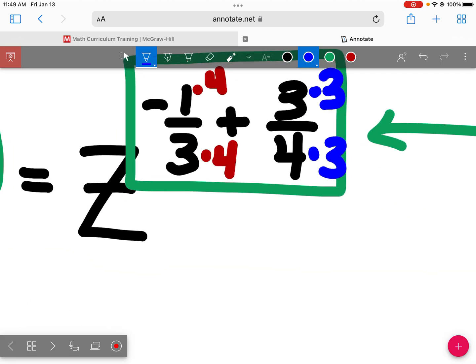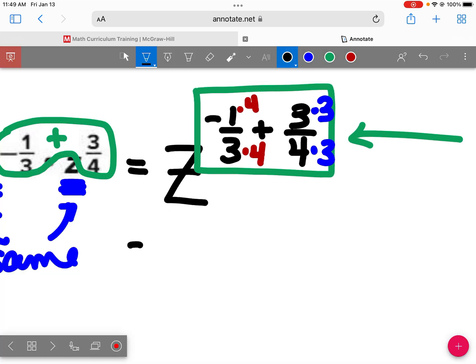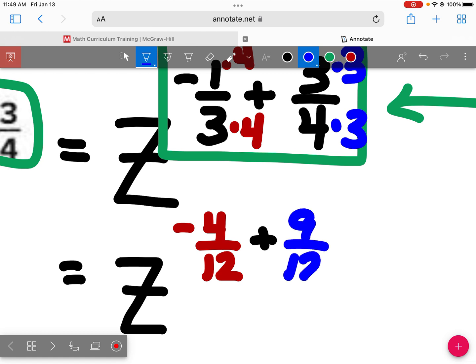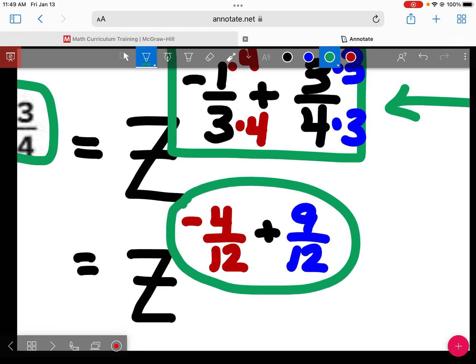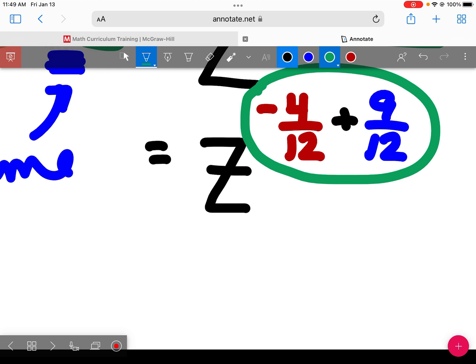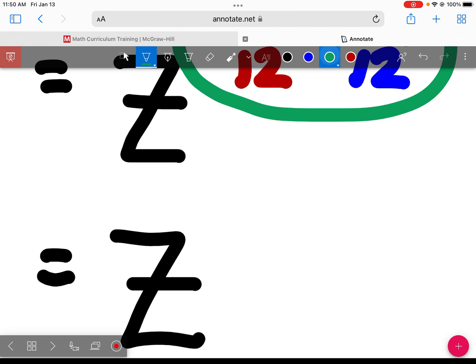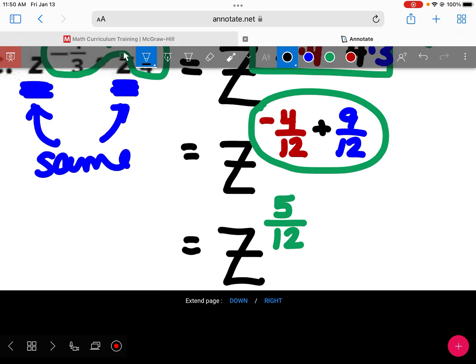So on the bottom of the first fraction, I have 3 times 4. On the bottom of the second fraction, I have 4 times 3. I'm going to get a common denominator here. So z to the power of negative 4 over 12 plus what? Plus 9 over 12. Do I have a common denominator here? Yes. So I'm ready to add these together. What is negative 4 plus 9? 5. So I have 5 over 12.